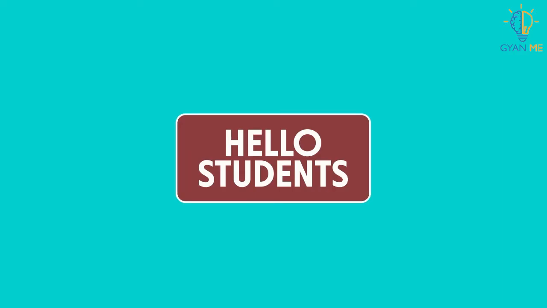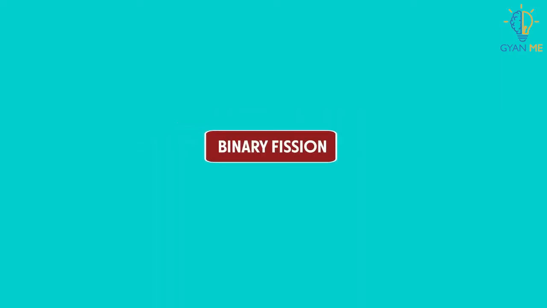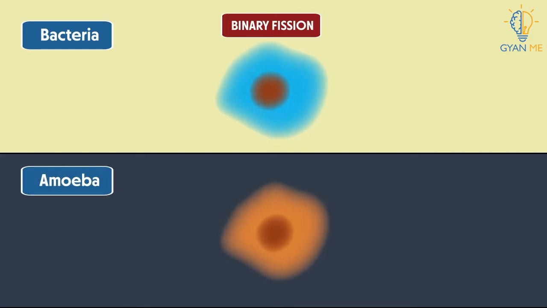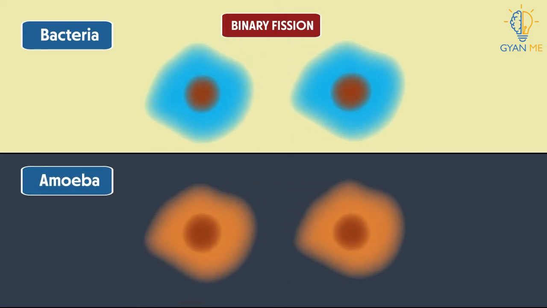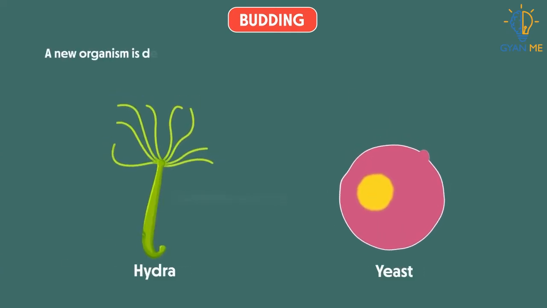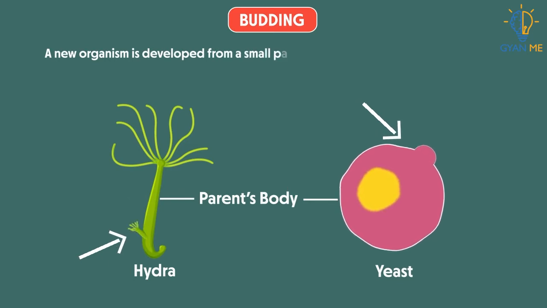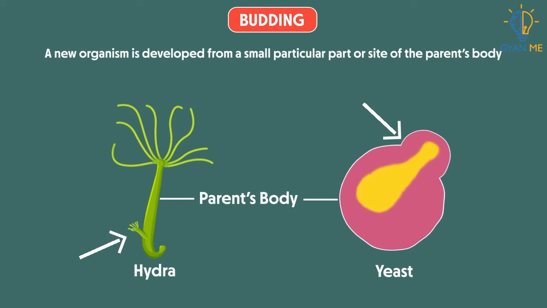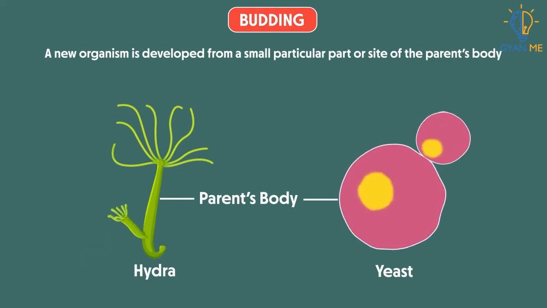Students! In our previous video, we learned about binary fission and how bacteria and simple unicellular organisms like amoeba reproduce by binary fission. Today we will learn about another method of asexual reproduction, that is budding. In this process, a new organism is developed from a small, particular part or site of the parent's body. A bud that is formed detaches to develop into a new organism.